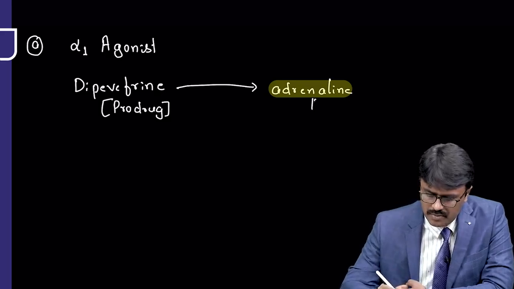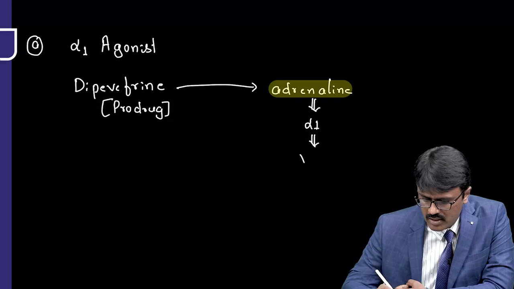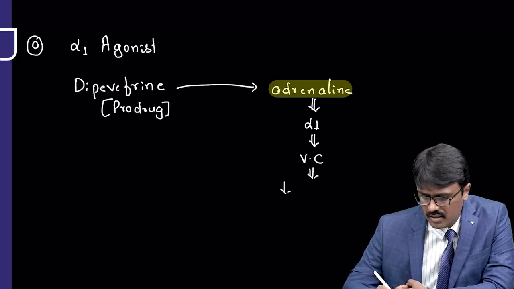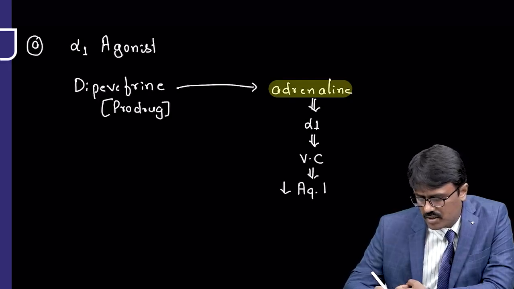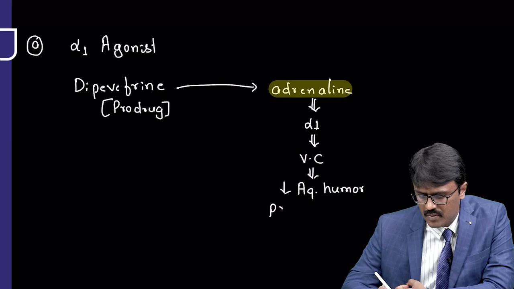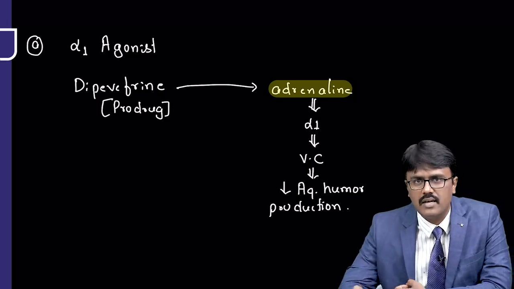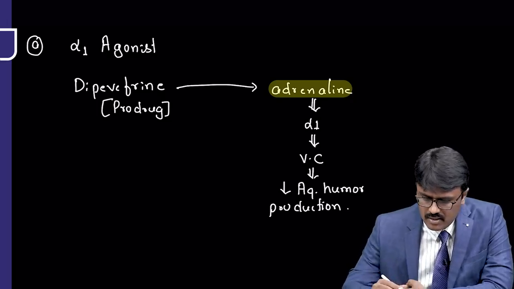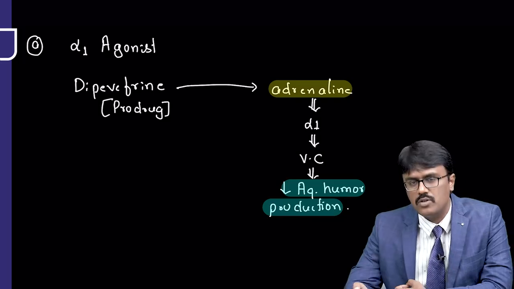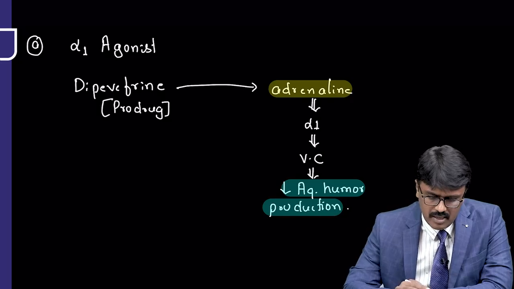So what does adrenaline do? It acts on alpha-1 and it causes vasoconstriction. When it causes vasoconstriction, there is decrease in aqueous humor production. Obviously, when the blood vessels dilate, you can see increased production of aqueous humor, but when the blood vessels constrict, the aqueous humor production decreases. So the major mechanism of action of dipivefrin is to decrease aqueous humor production by what? Vasoconstriction. So this is the major mechanism of action.